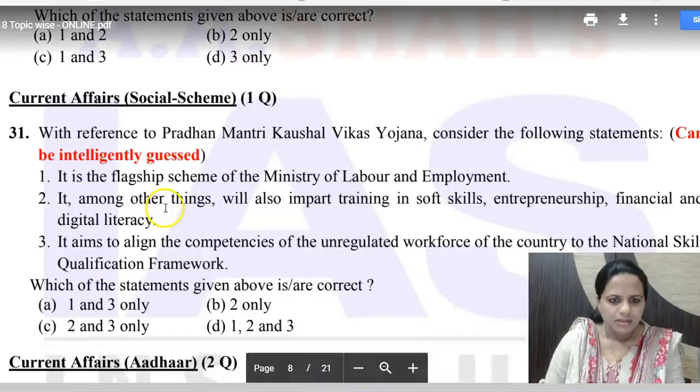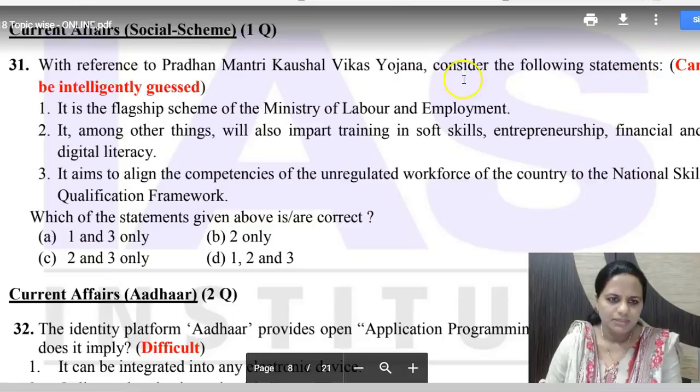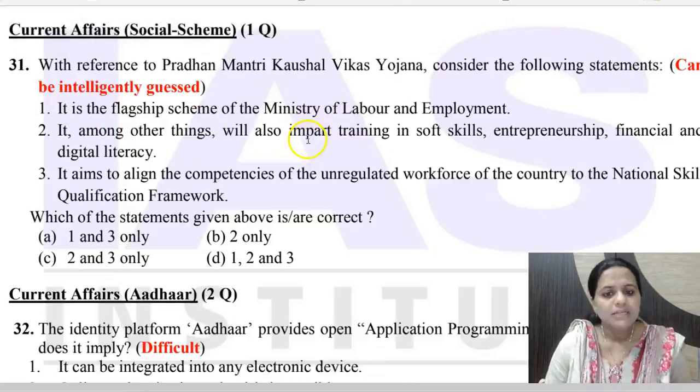So National Food Security Act also has been quite often in use. Then next is, with reference to Pradhan Mantri Kaushal Vikas Yojana, consider the following statements. It is a flagship scheme of the Ministry of Labour and Employment. It, among other things, will also impart training in soft skills, entrepreneurship, financial and digital literacy.